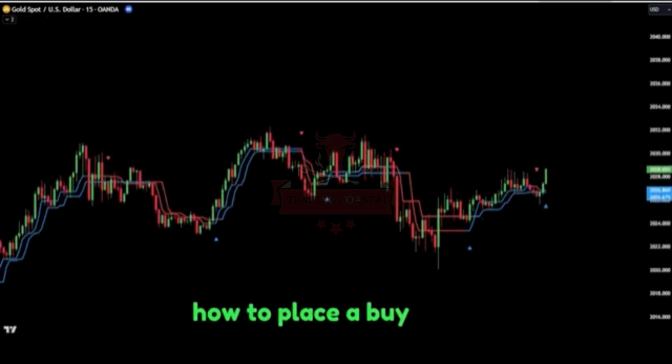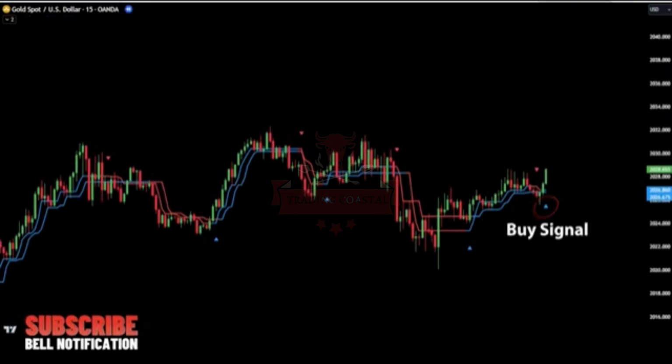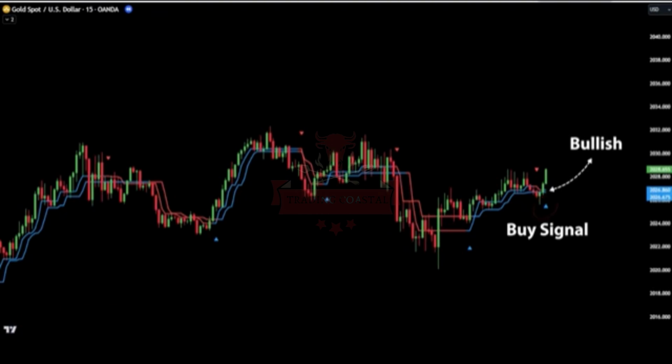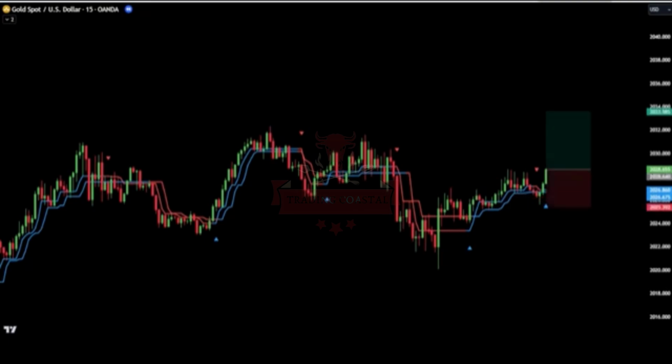How to place a buy order. 1. If a blue arrow appears, it signals a buy entry signal. 2. To confirm the buy signal, ensure that the second HalfTrend line is also blue. 3. If both HalfTrend lines are blue, you can place a buy order after the completion of the candlestick. 4. Set the stop loss at the lowest point of the buy signal arrow. 5. Use a target take profit with a risk and reward ratio of 1 to 1.5.